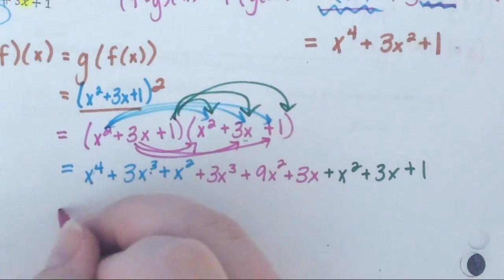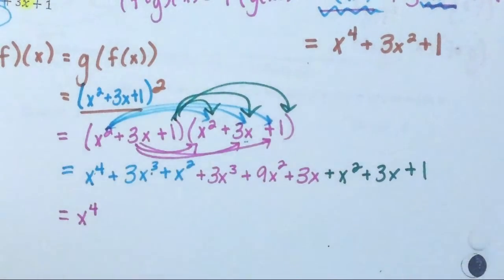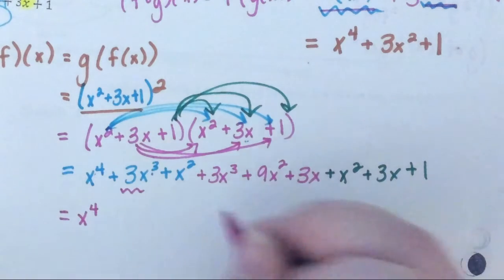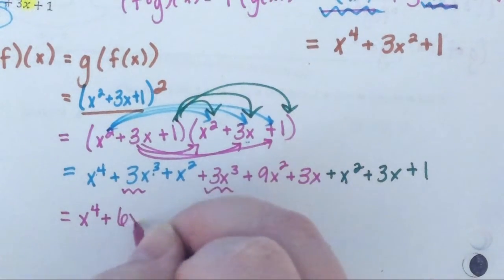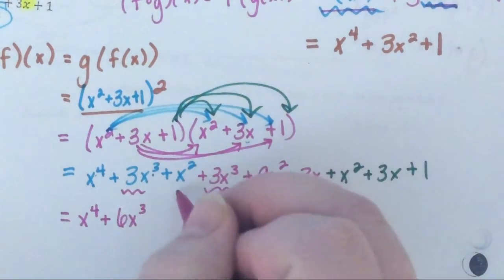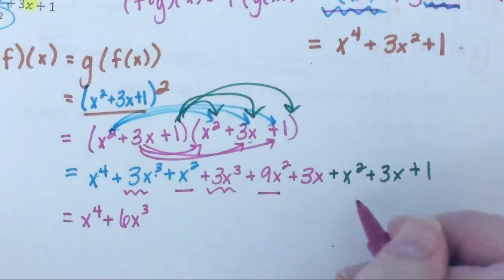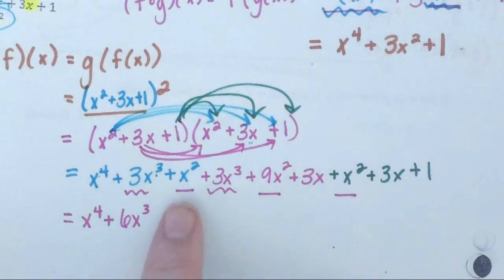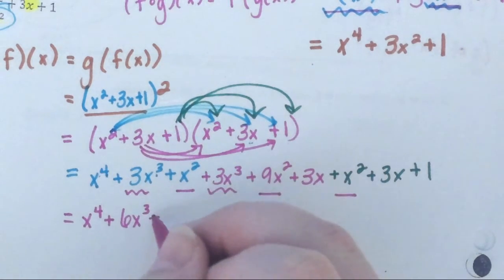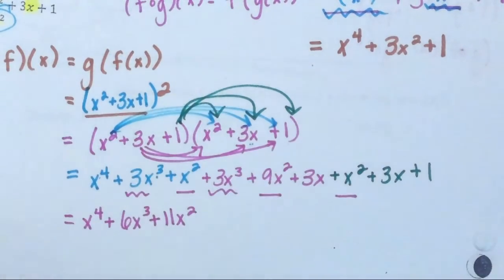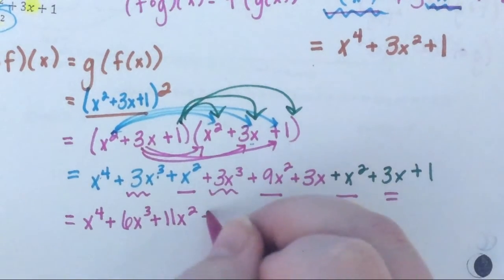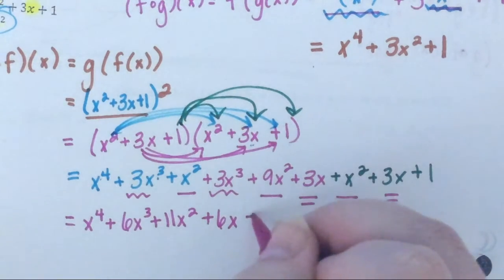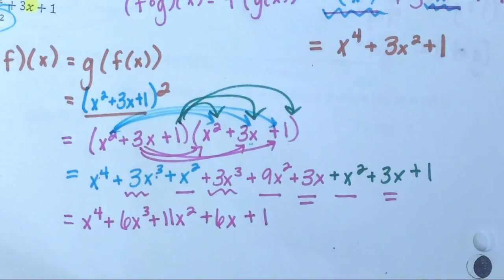Okay, if I combine my like terms, x to the 4th is on its own. I've got an x to the 3rd, I've got an x to the 3rd. I think that's all my x to the 3rds, right? Yeah, so it's 6x to the 3rd. I got a 1x squared, 9x squared, 1x squared. So that's 1, 10, 11, x squared. I've got a 3x, I got a 3x, a plus 6x, thank you, and then plus 1. Perfect.